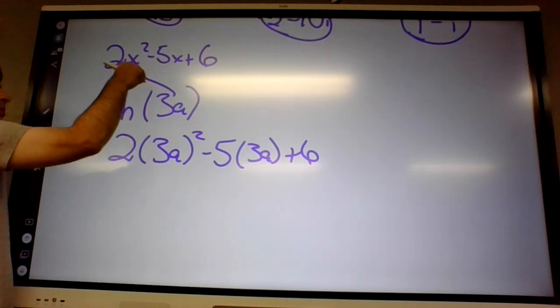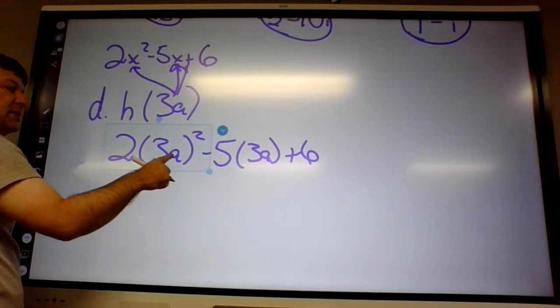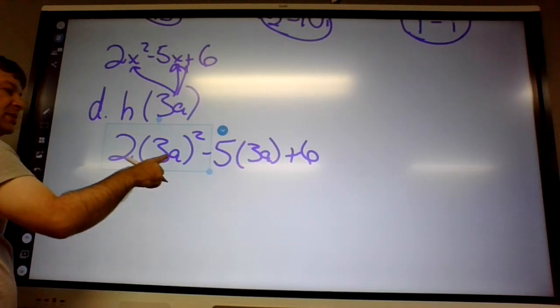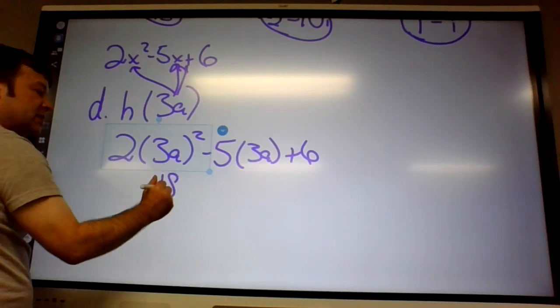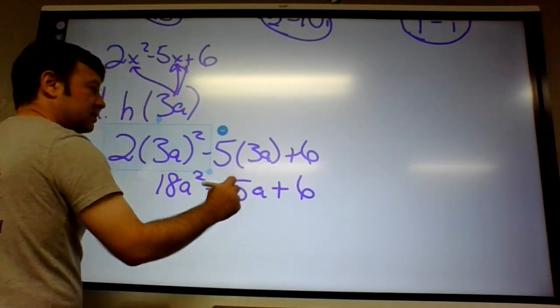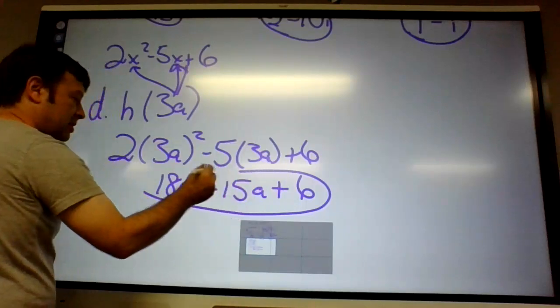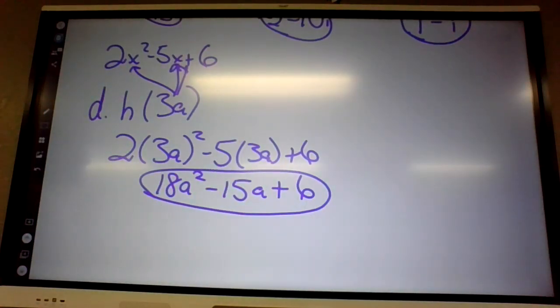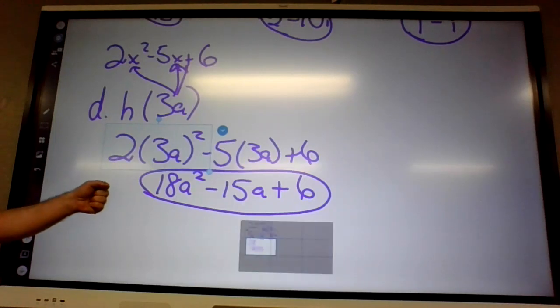Exponent. So 3a squared is 3 times 3 is 9, a times a is a squared. So 9a squared times 2, 18a squared. 5 times 3 is 15. Is there anything else we can do on this? No. What's the hard part? Doing all of it. Most of it took me longer to write down than it took to do it.